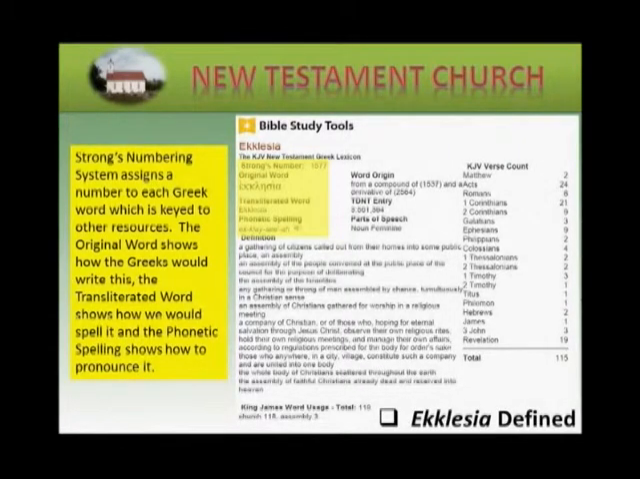So you can go and look up a different word in a different dictionary by that number if you don't know Greek. And so that's a great resource. And then you have the original word. That's how it looked in the original day that it was written. And then you have the transliterated word.